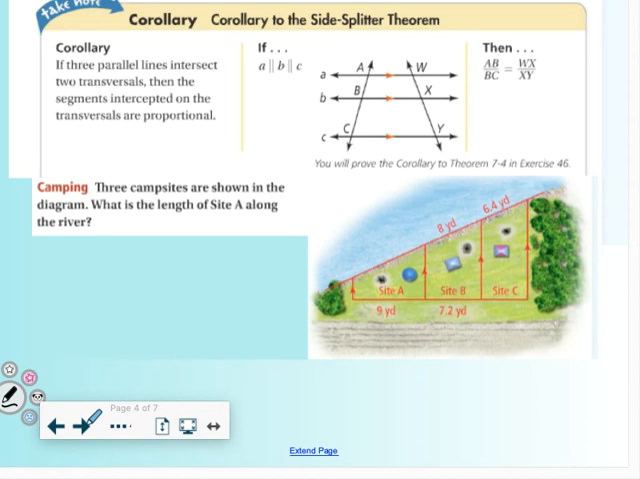So this same process can be used. Now a corollary to side splitter dealing with multiple parallel lines. It says if three parallel lines intersect two transversals, then the segments intercepted on the transversals are proportional. So notice in this case, it says AB over BC is proportional to WX over XY. So we're going to use that to help us with this next question.